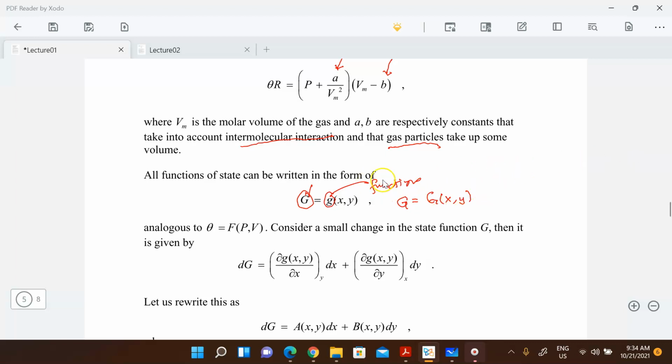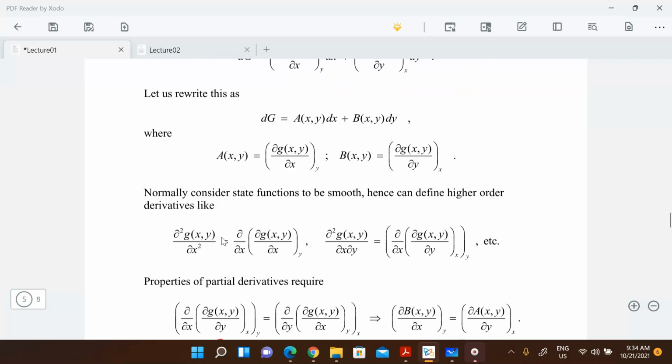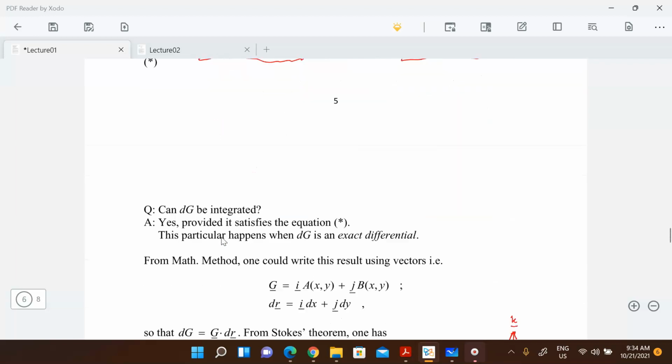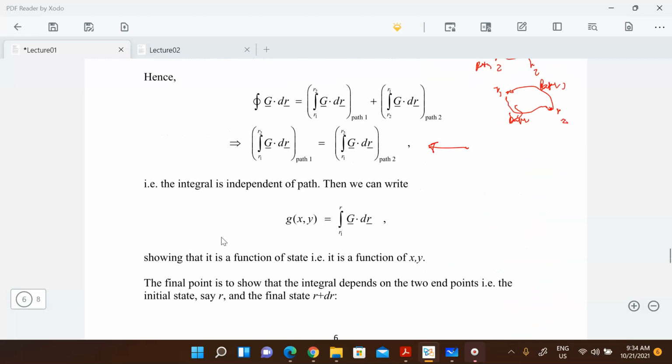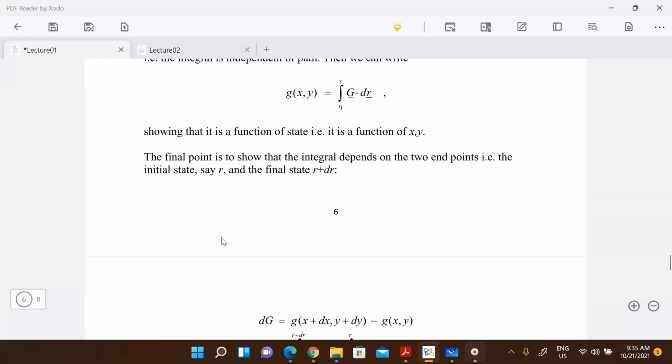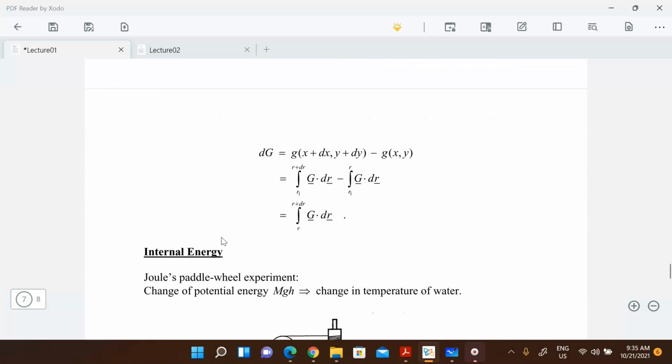Now this is the general case. Then this should be true for all the thermodynamic variables. So I hope that's where the old version of the notes stops, but we want to go to the example of the state functions that you already know.